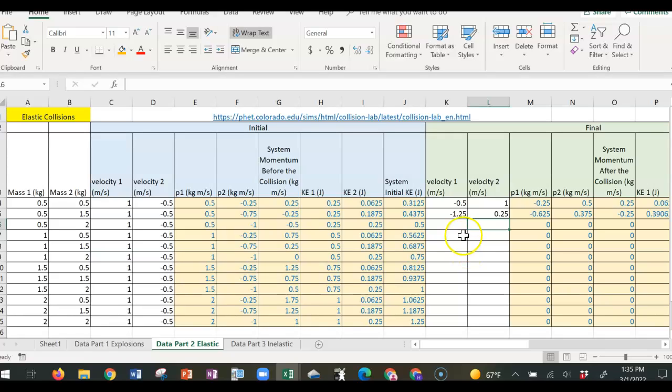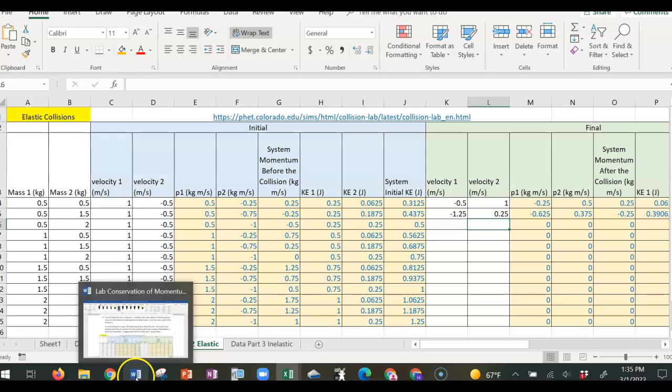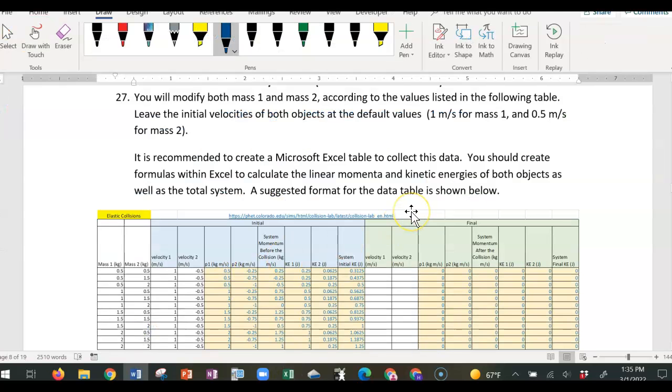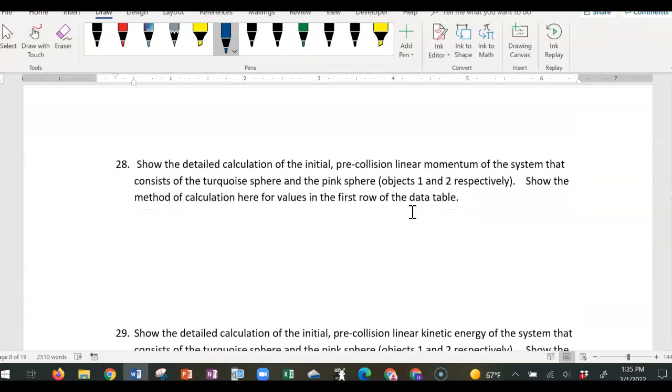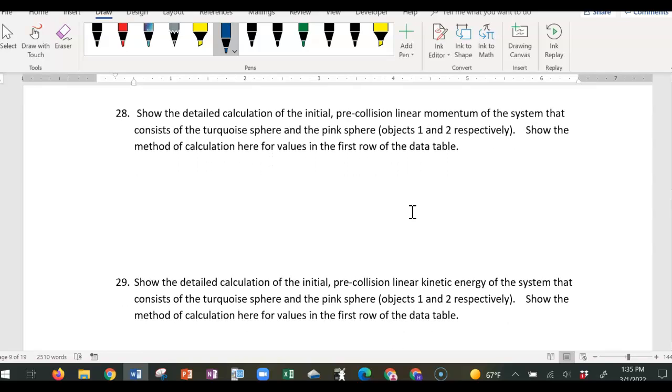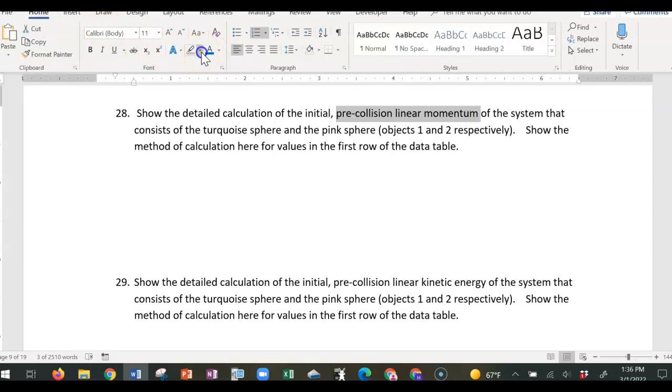So I've taken 2 data points, and I would continue doing that until I get this table filled in. Let's go ahead to the next item though. It says show the detailed calculation of the initial pre-collision linear momentum. Okay, that's what I'm going to be calculating. That's in step 28. And it's of the system.